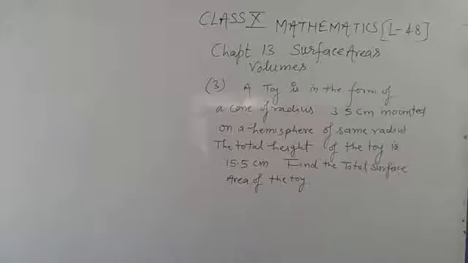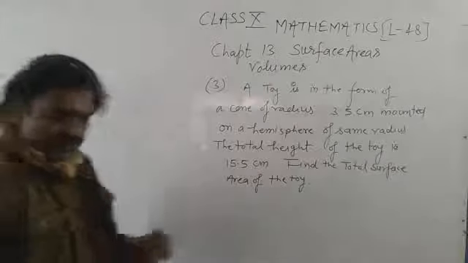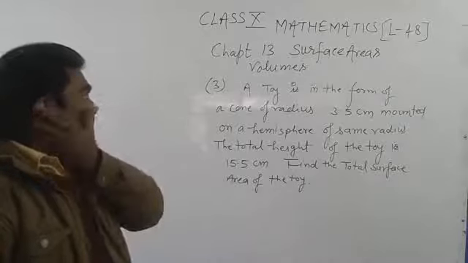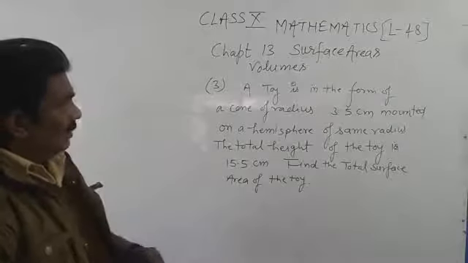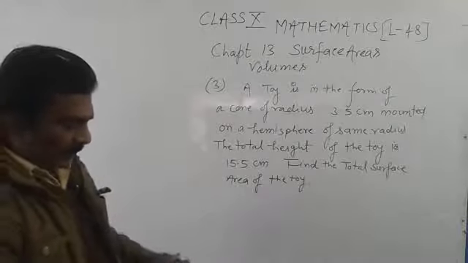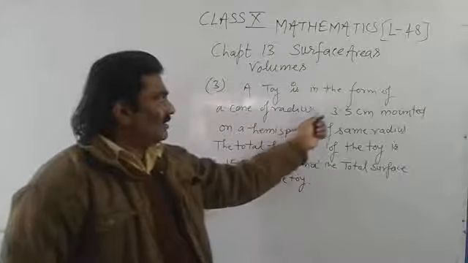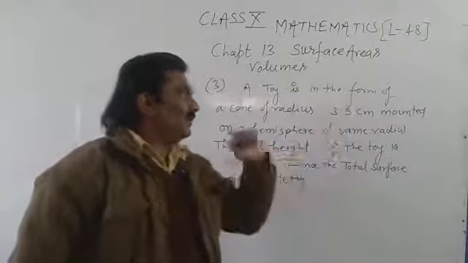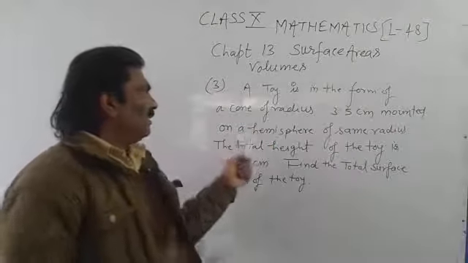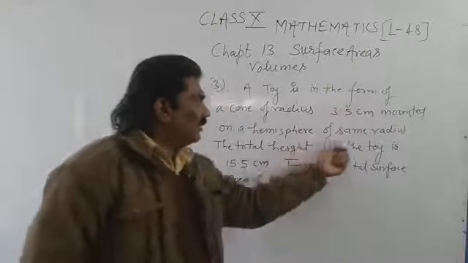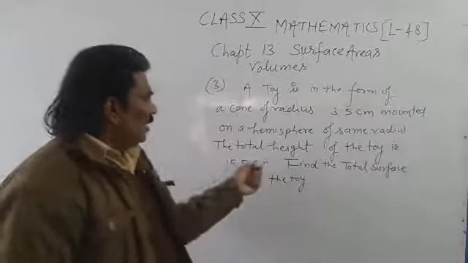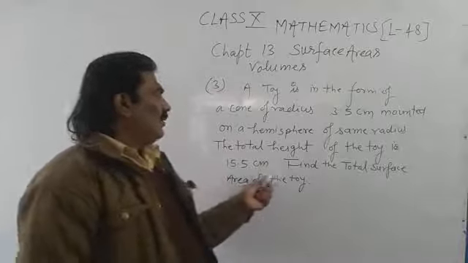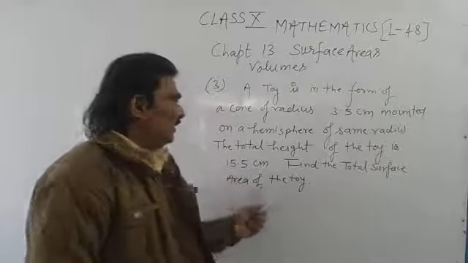So now students, we have another question, number 3 of the same exercise. According to this question, a toy is in the form of a cone of radius 3.5 centimeter mounted on a hemisphere of same radius. The total height of the toy is 15.5 centimeter. Find the total surface area of the toy.